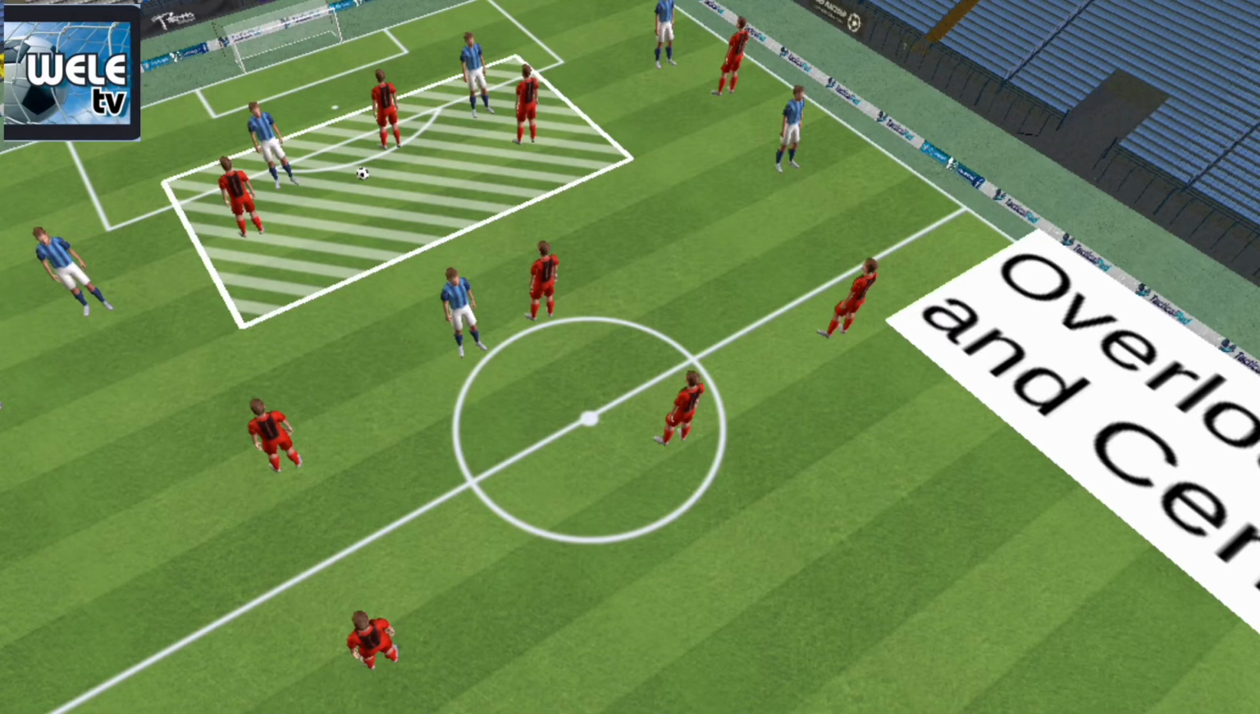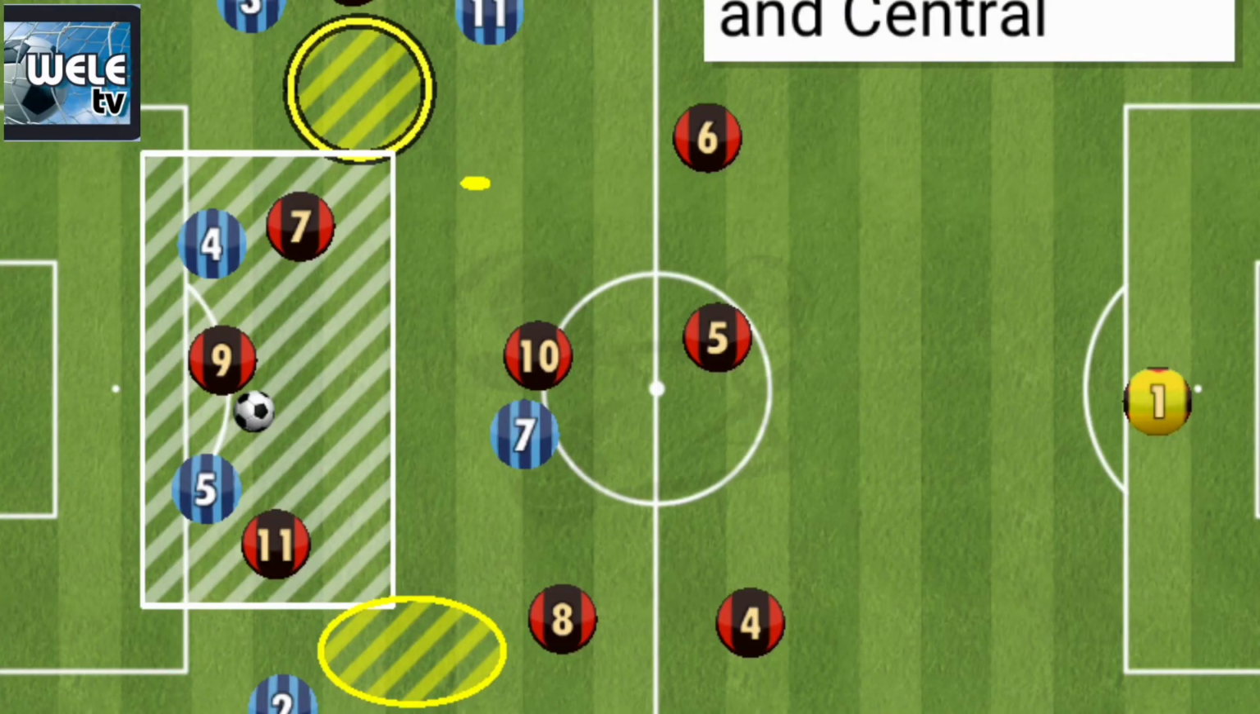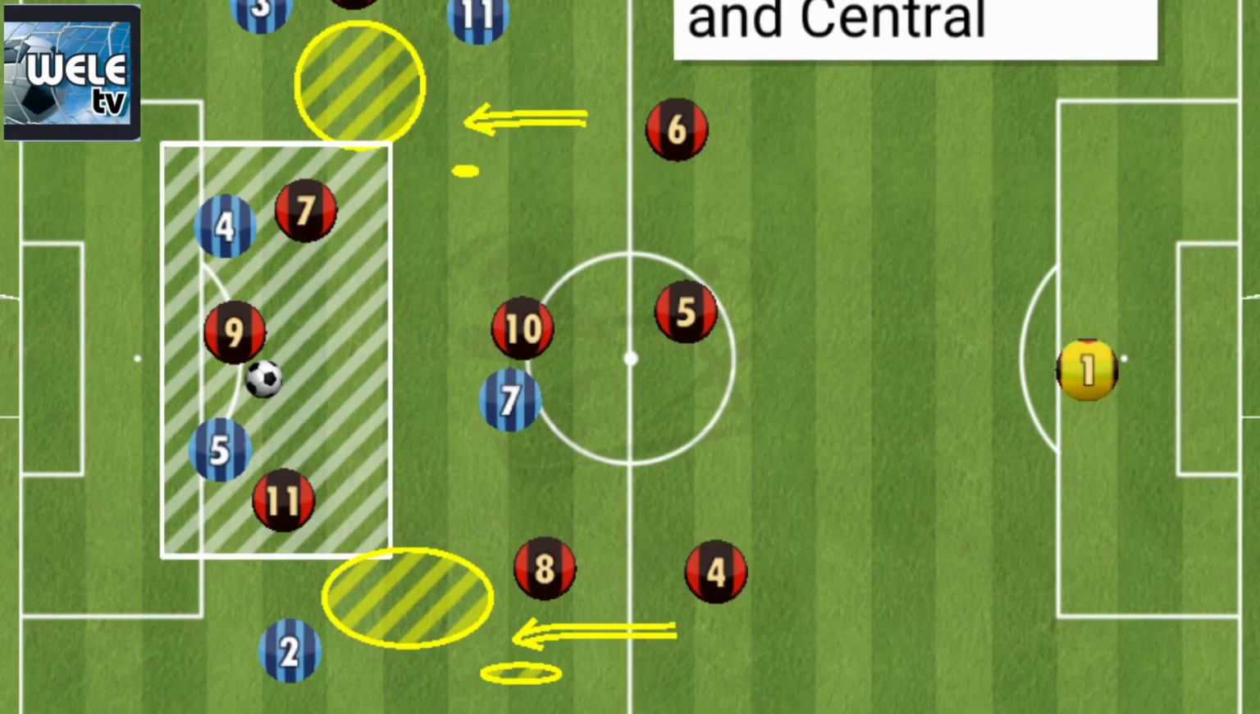So what it offers you as far as overloads are concerned is that you're going to utilize the half spaces better, and in the modern game, the more you utilize the half spaces, the better your team is going to do. And then maybe finally, in terms of the transitions, in summary, in the negative transition I think it helps you to be compact enough, and in a positive transition it helps you to be progressive enough and expressive enough.